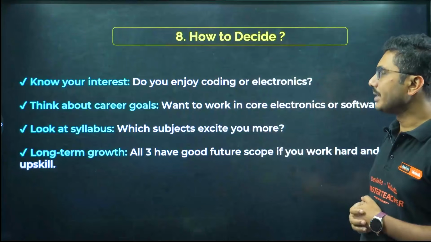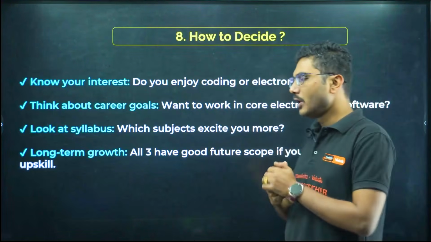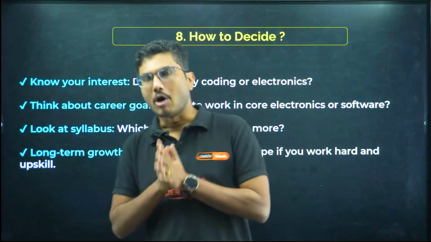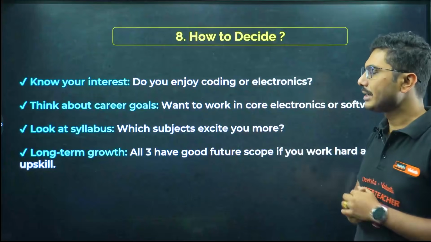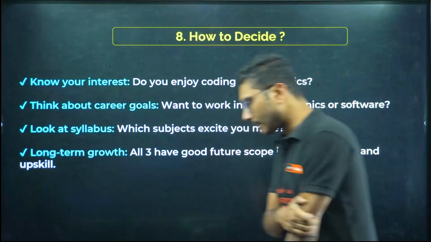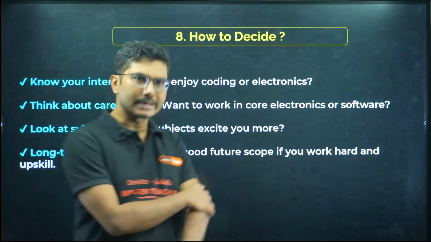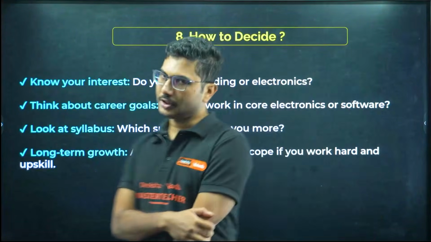Think about career goals. Do you want to work in core electronics or software? ECE has good opportunities but limited, so you have to choose carefully. Look at the syllabus, which subject excites you more. For example, if you are good in mathematics, you can choose information science or CS. If you are good in physics, you can choose electronics and communication as well.